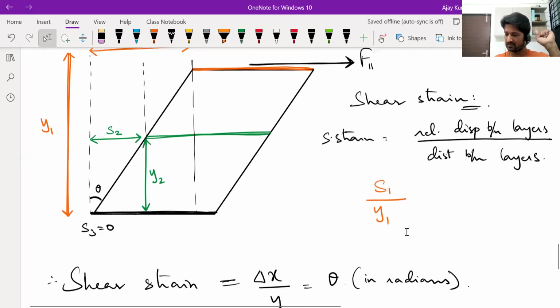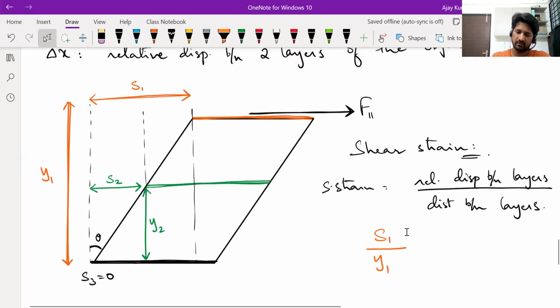Okay. Now, why did I consider that middle layer? You can see in this diagram itself that this angle theta is the same as this angle theta. To calculate that angle theta, there are multiple ways. You can take any pair of layers. That is what I wanted to show you. If you take the orange layer and the black layer, their relative displacement is S1, the distance between them is Y1. That ratio will be equal to theta itself.